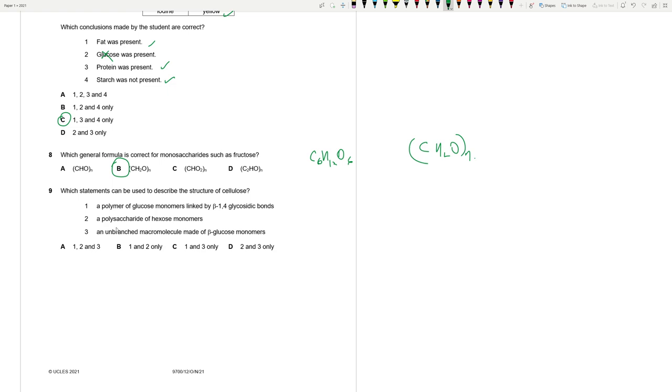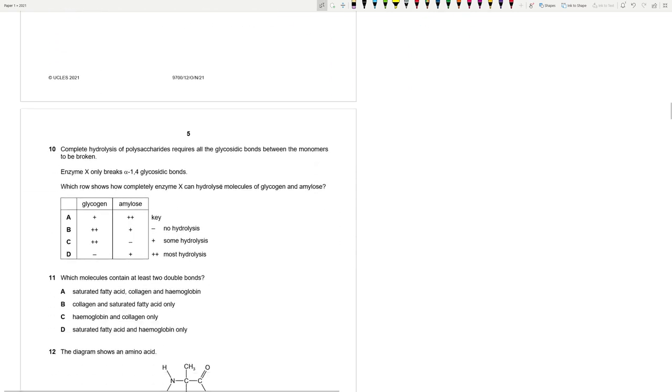Which statements can be used to describe the structure of cellulose? So it is a polymer made up of beta 1,4 glycosidic bonds. That's true. It is a polysaccharide of hexose monomers. That is also true. It is unbranched. That is true. Made up of beta glucose. Perfect. Okay. 9A.